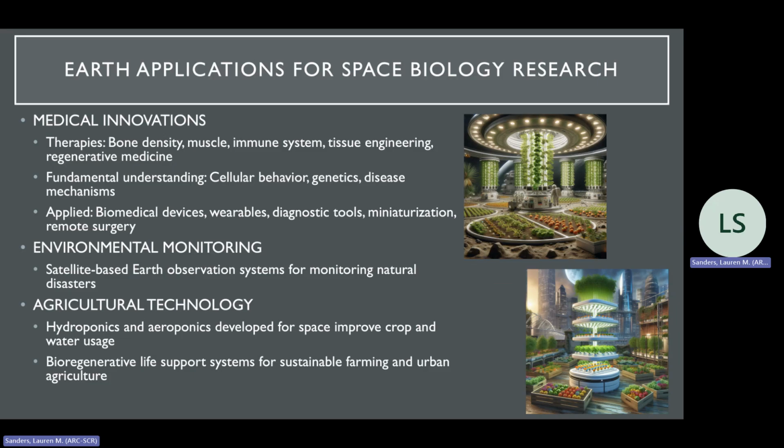One of the great ways that space biology research has benefited the Earth is through environmental monitoring innovations. So, for example, satellites are now used as Earth observation systems to monitor natural disasters, crop growth, agriculture, etc. And then speaking of agriculture, a lot of agricultural technology that was developed for the smaller, confined, more resource intensive areas of space travel also improve crop and water usage here on Earth. So, for example, hydroponics and aeroponics and bioregenerative life support systems for sustainable farming, urban agriculture.